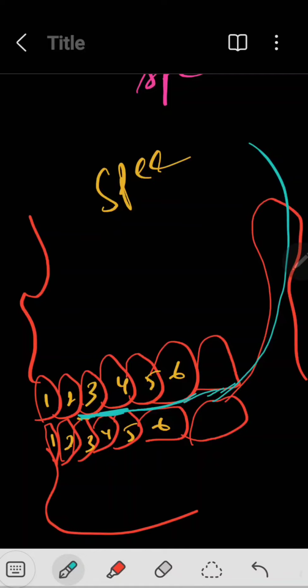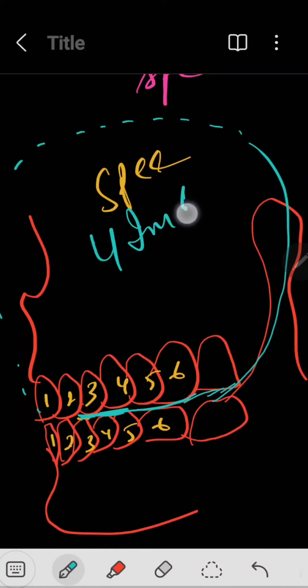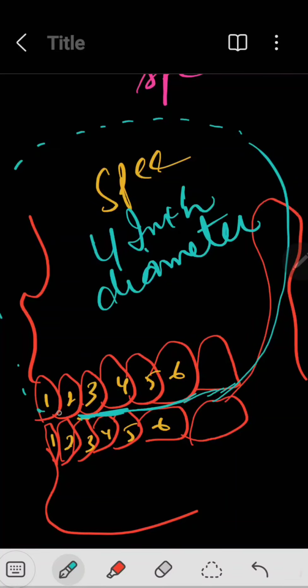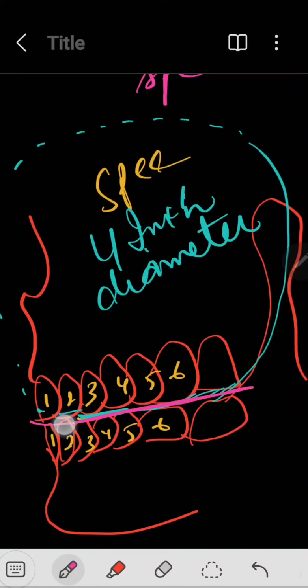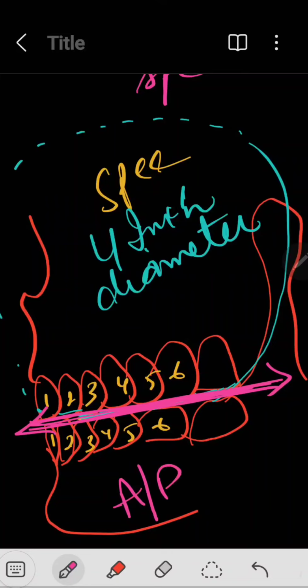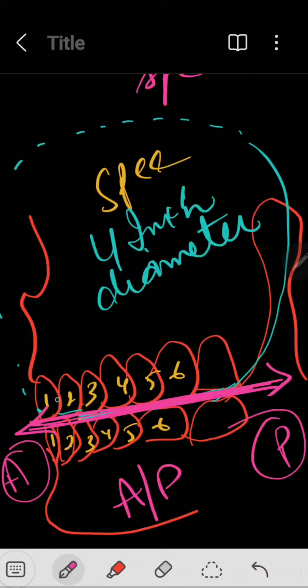If I draw this further and make a circle out of it, it will have a 4-inch diameter. Since this curve extends anterior to posterior, it is called the anteroposterior curve of occlusal surfaces. This is the anterior surface, this is the posterior surface, because of its extension from anterior to posterior direction.